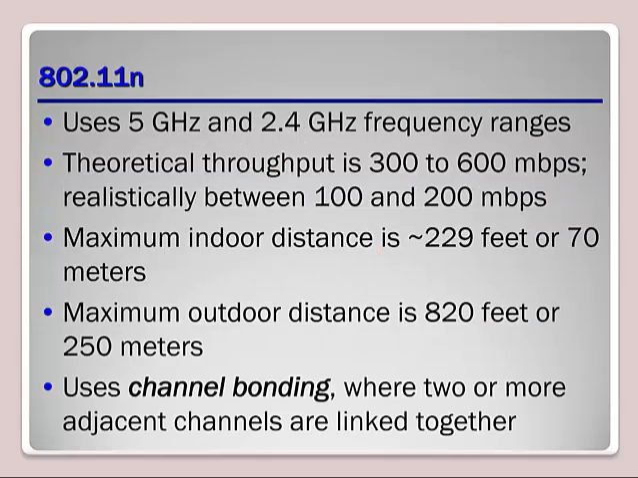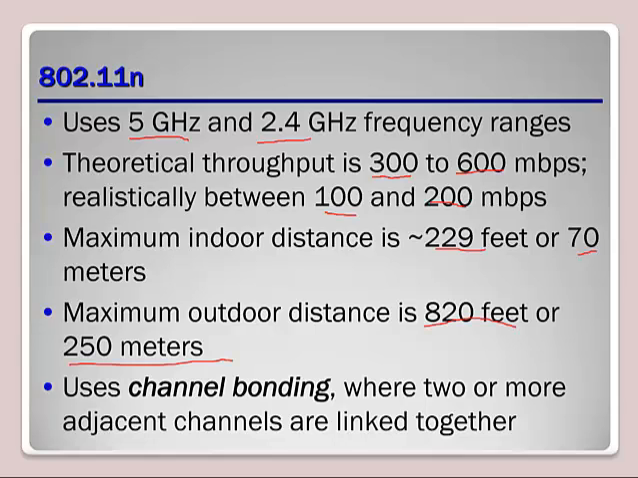All right. So just recently, in the last few years, 802.11n came out, and this uses the 5 gigahertz and 2.4 gigahertz frequency ranges. So it uses both of them. Theoretical throughput is around 300 to 600 megabits per second, but really you were getting like 100, maybe 200. Maximum indoor distance was 229 feet or 70 meters, so about the same as the BG was. Maximum outdoor distance is 820 feet or 250 meters, so that's pretty good.